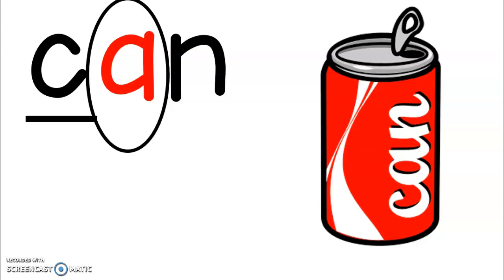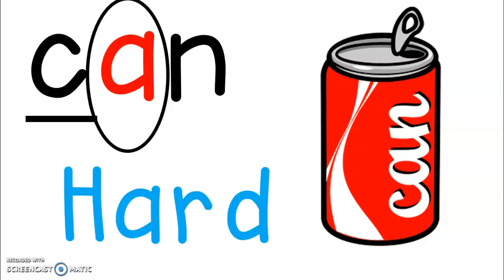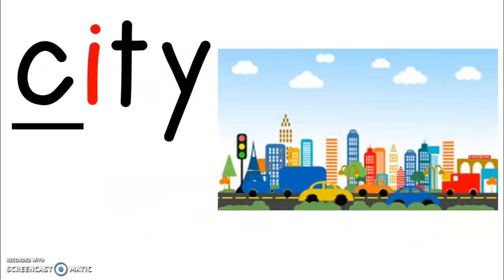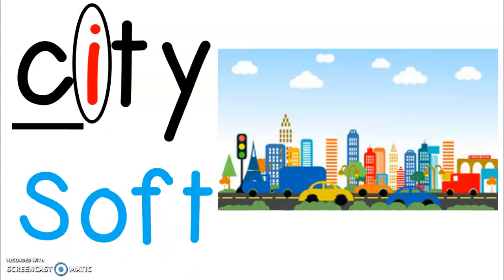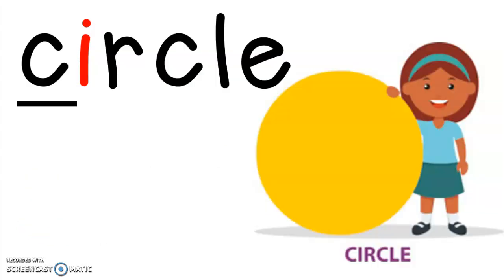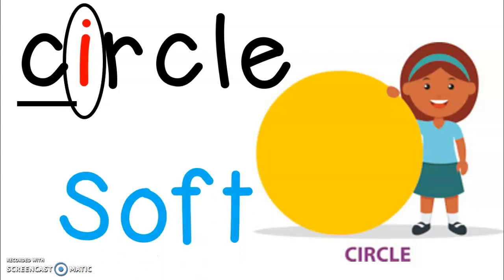Can. If you said hard, you are correct because the letter C is followed by the letter A, which makes the C hard. K. City. If you said soft, you are correct because the letter C is followed by the I, which makes the C soft. S. Circle. If you said soft, then you are correct because the letter C is followed by the letter I, which makes it soft. S.